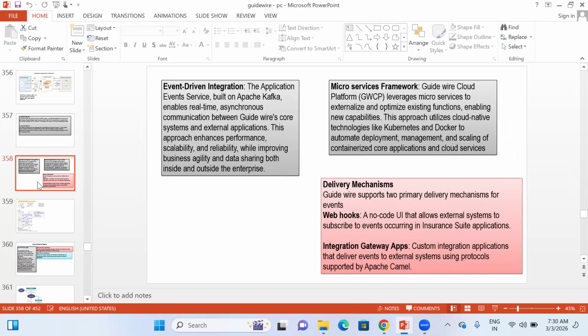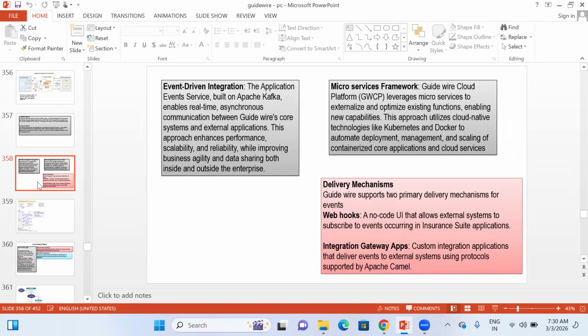At the same time, the microservices framework, we know, right? Earlier, if you see, even monolithic services, everything is tightly coupled, but microservices are loosely coupled, where the components that we are developing will be developed individually. So that is where the microservices framework comes into the picture. It majorly utilizes cloud-native technologies like Kubernetes, Docker, and all.